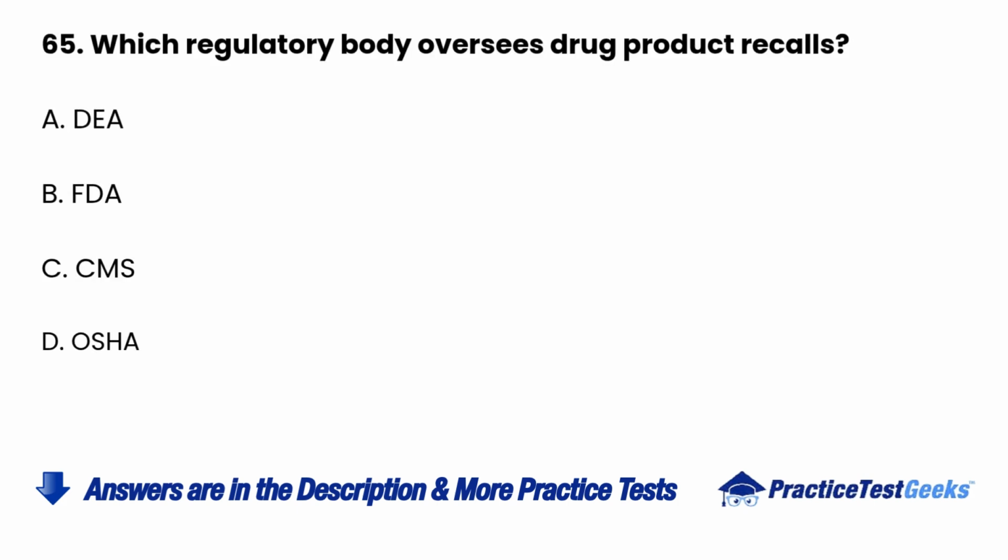65. Which regulatory body oversees drug product recalls? A. DEA. B. FDA. C. CMS. D. OSHA.